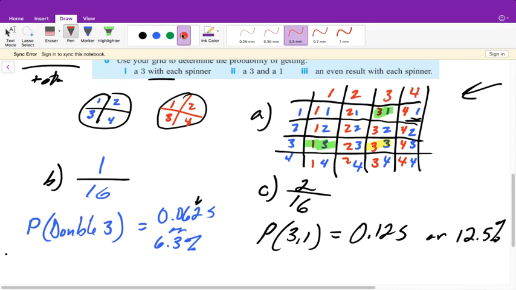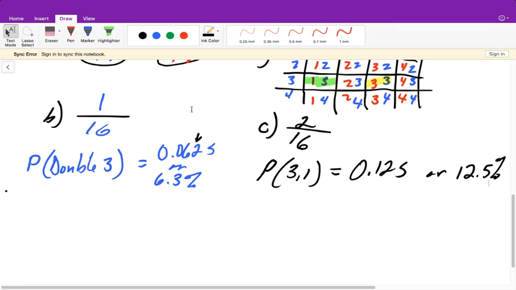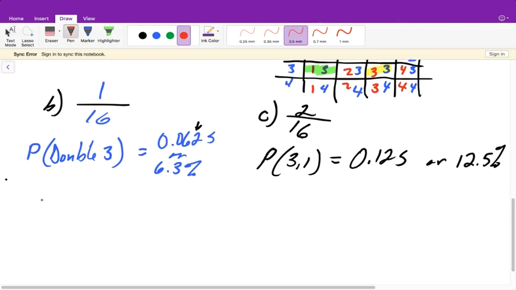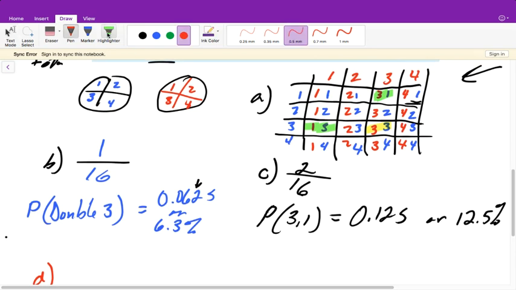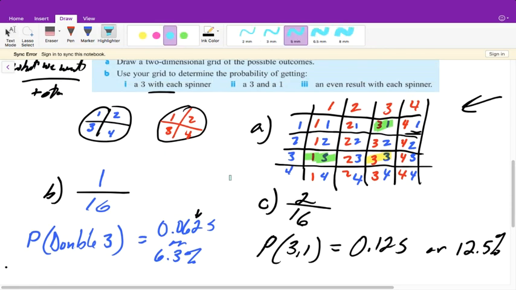All right, and now the last one that I'm going to do, an even result with the spinner. Now, I think this isn't a very good worded question, but what they mean here is that both of the numbers are even. So on your test, I will make sure it's worded a lot clearer where it will say where both spinners will have an even number.